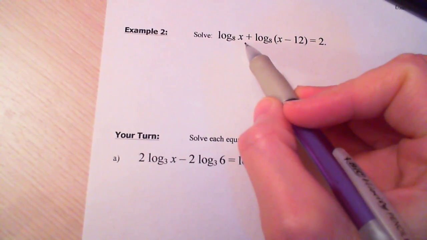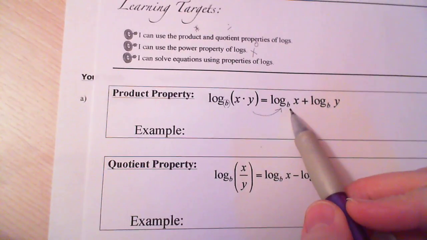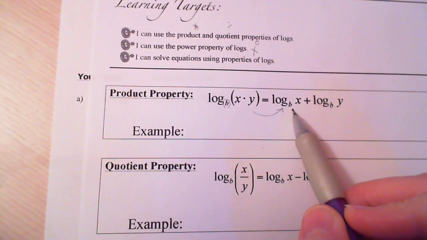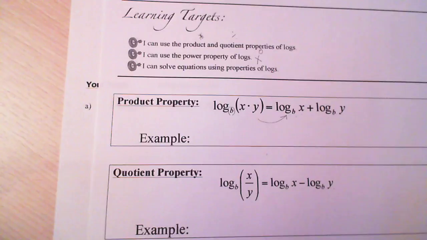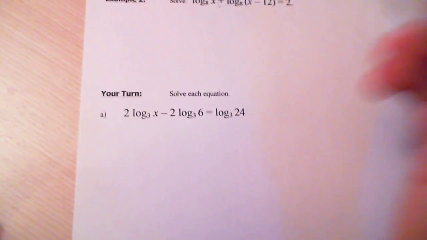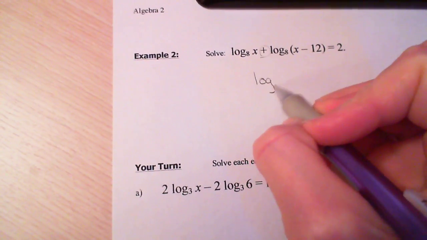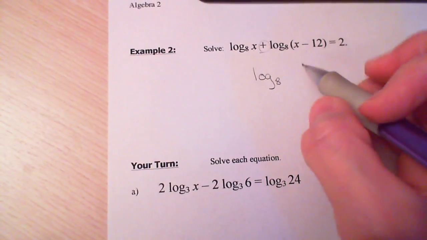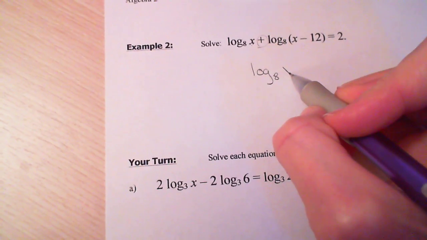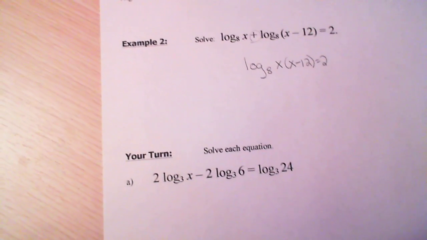We have a log plus a log. So if we think back to our properties, log plus a log, same base, is the same as multiplying the two things I'm taking the log of. So I want to rewrite this as log base 8 of x plus log base 8 of x minus 12. I want to write this as multiply. So it's going to be x times x minus 12 equals 2.